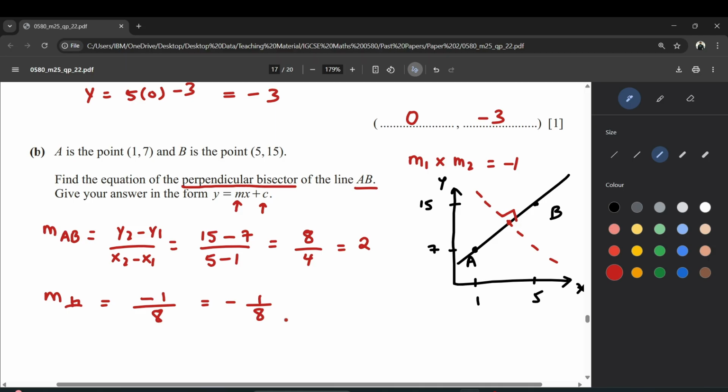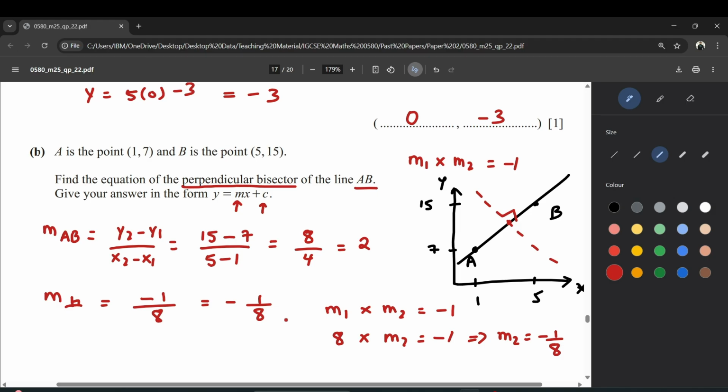If you are a bit confused by this, no problem. Let me write down the full method over here. This is what we know, right? m1 was 8, times m2 equals -1. 8 divides on the other side. So m2 is equal to -1 upon 8. So now I've found the gradient of my perpendicular bisector.